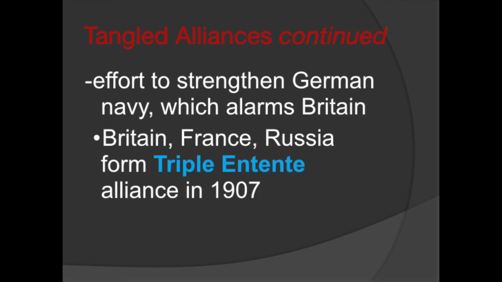Germany's moving and shaking sent shockwaves throughout the continent, specifically when they began to start building their navy. This very much alarmed the British. So the British looked around and thought about who they could ally themselves with to strengthen their military presence on the continent. And they saw a ready-made alliance with the French and the Russians. So they would form what we would refer to as the Triple Entente in 1907.